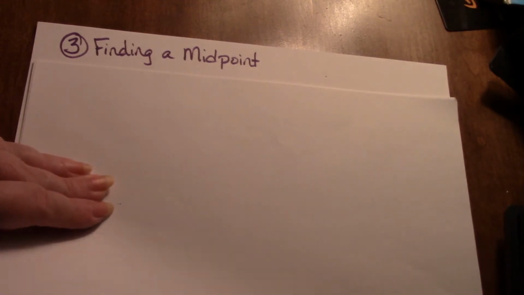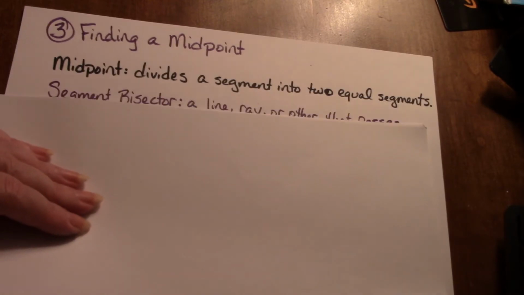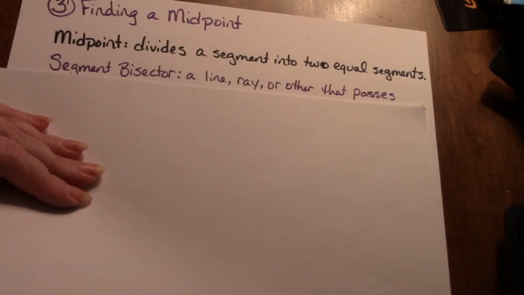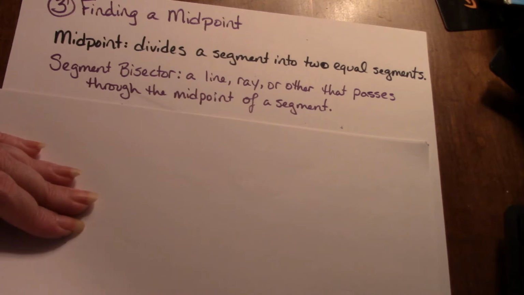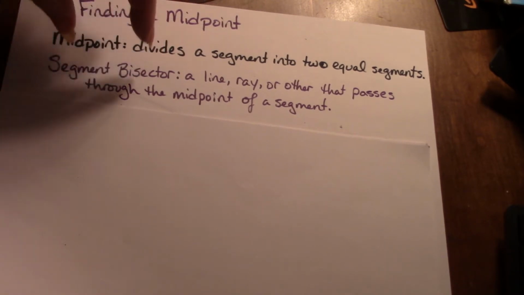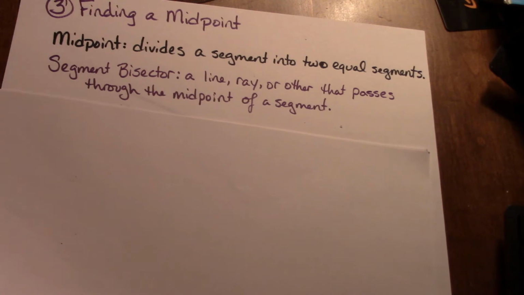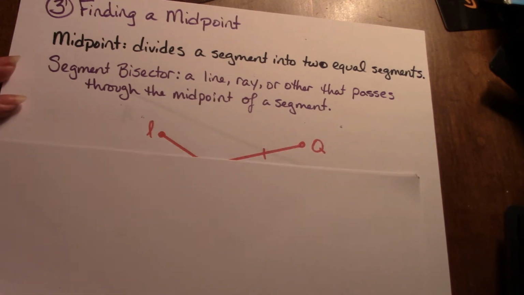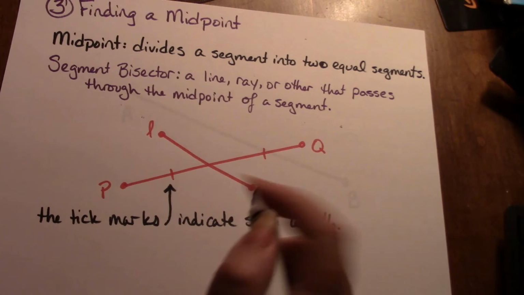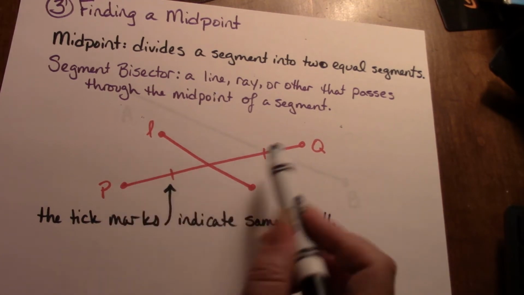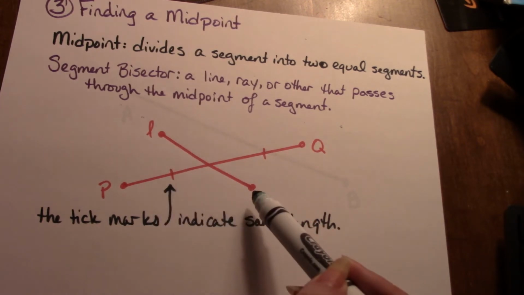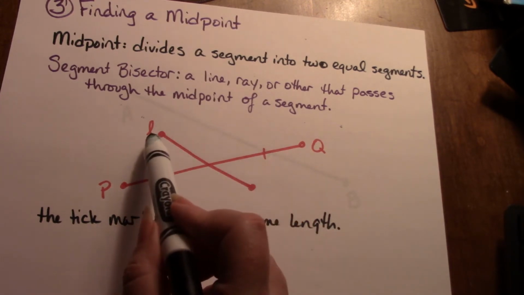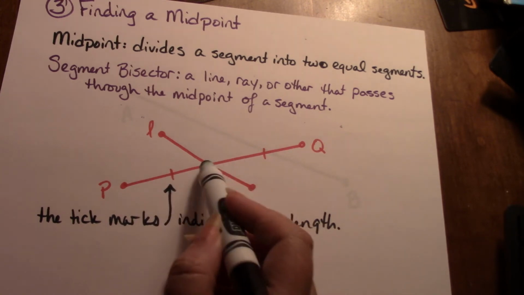A midpoint divides a segment into 2 equal segments, so it's the halfway mark. A segment bisector is a line, ray, or something else that passes through the midpoint of a segment. So the segment bisector is what divides the line in half. So when we're looking at a line, I've got here line segment PQ, and line segment PQ is bisected by line L at its midpoint.